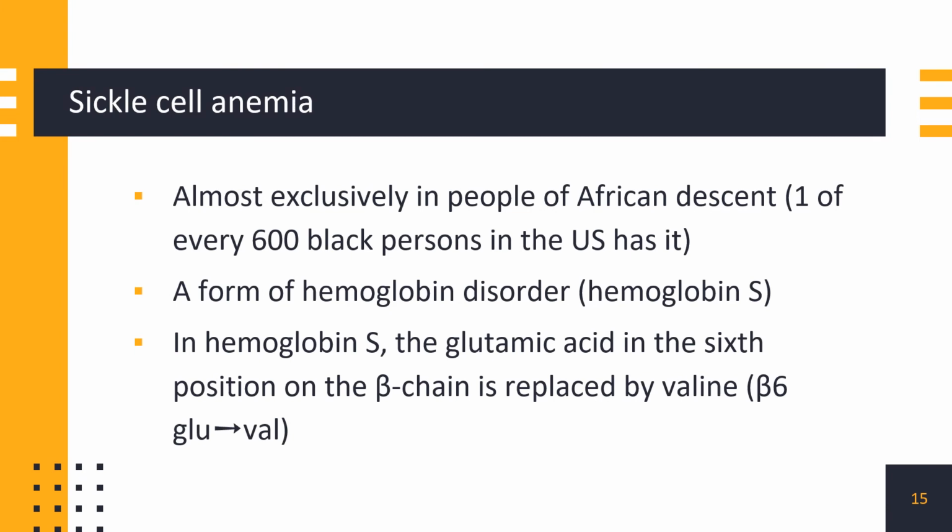Sickle cell anemia is a blood disorder almost exclusively in people of African descent. One of every 600 black persons in the United States suffers from it. It is a form of hemoglobin disorder, exemplified by hemoglobin S. In hemoglobin S, the glutamic acid in the sixth position on the beta chain is replaced by valine.